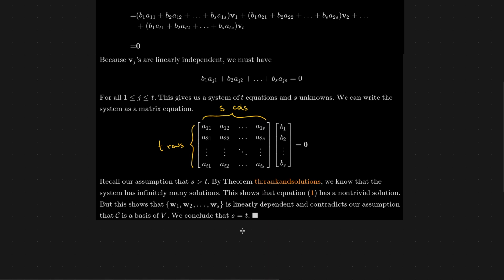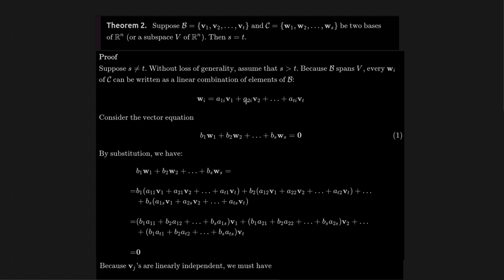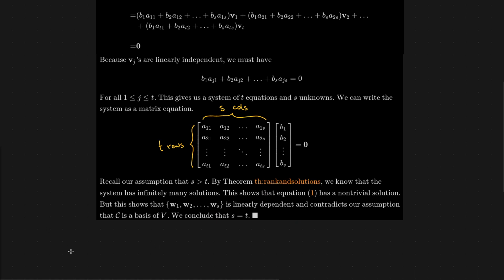Okay, and remember our original assumption. We assumed that S is bigger than T. That means we have more columns than we have rows. Okay, so the max rank of the matrix is equal to T, right? Because remember, the rank is equal to the number of non-zero rows. Every non-zero row has to have a leading entry in our coefficient matrix.